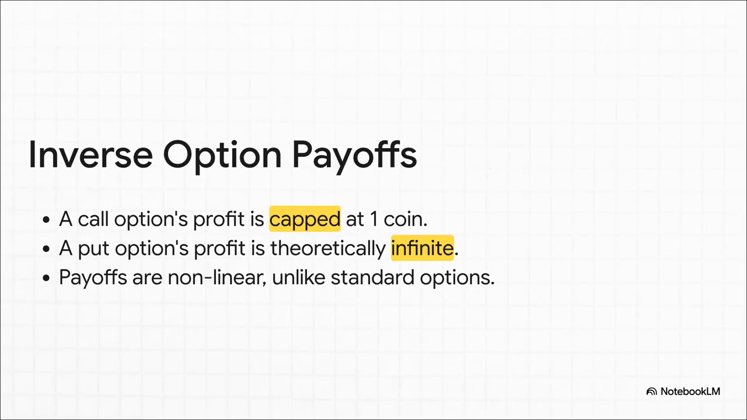And this is where things get kind of weird. With one of these inverse options, if you bet the price is going to go up, a call option, your profit actually has a ceiling. It's capped. But if you bet the price is going to go down, a put option, your potential profit is theoretically infinite. It's totally backwards from what you'd normally expect.